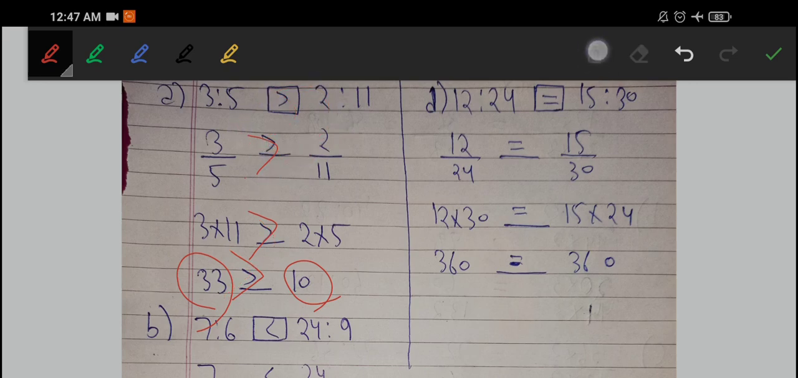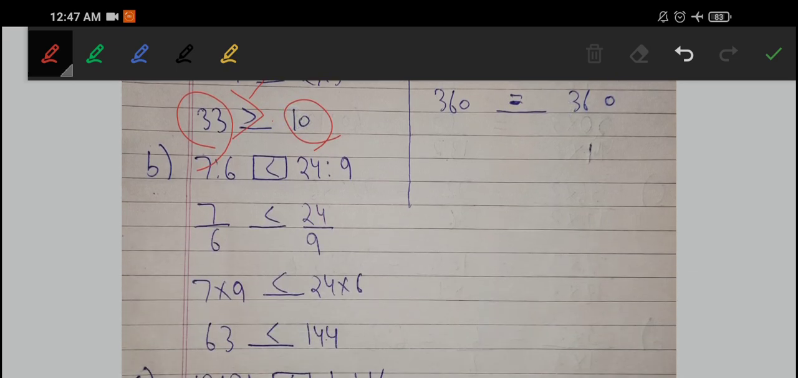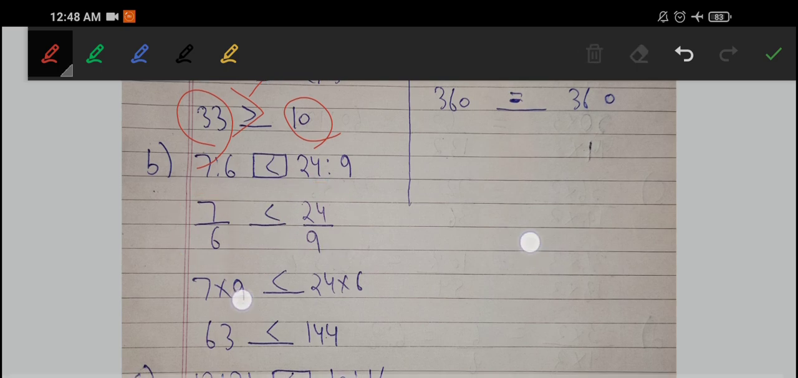Okay, now children, in the B part, what is provided? In B part, we are provided with another ratio 7 ratio 6 and box. Then we have 24 ratio 9. Again, we will write both the numbers in fractional form. Now simply we will do cross multiplication here also.